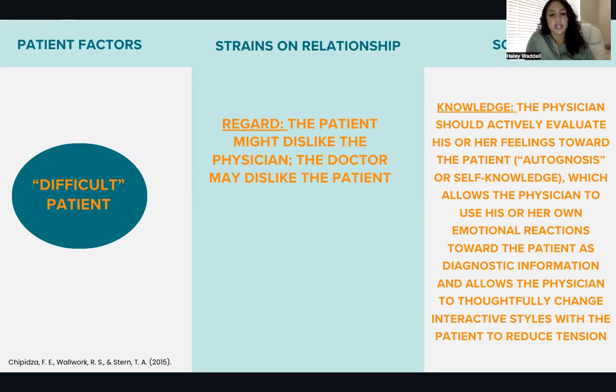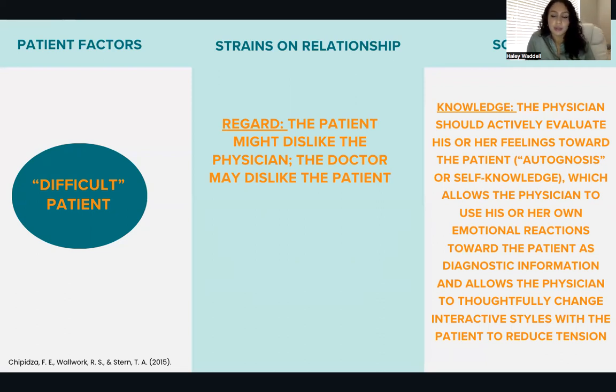So some strains that this can have on the relationship is the patient might dislike the physician, the doctor might dislike the patient. It happens. Because even though you're a provider and they're a patient, at the end of the day, we're people, we're human. And we can't like everybody. Not everyone can like us. You're not compatible with everybody, and that's fine.